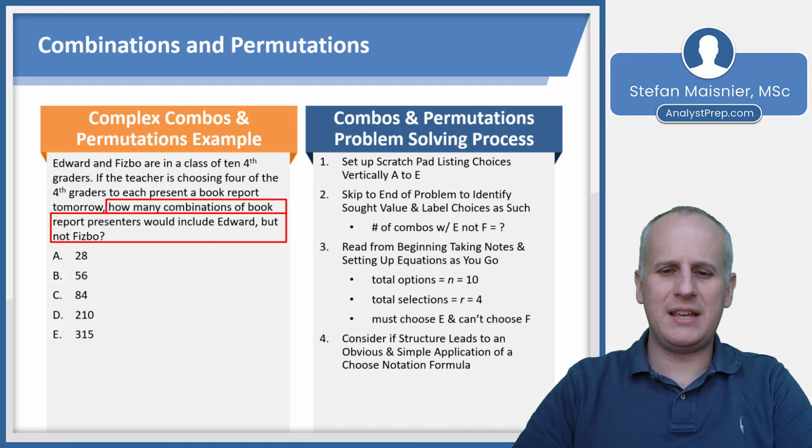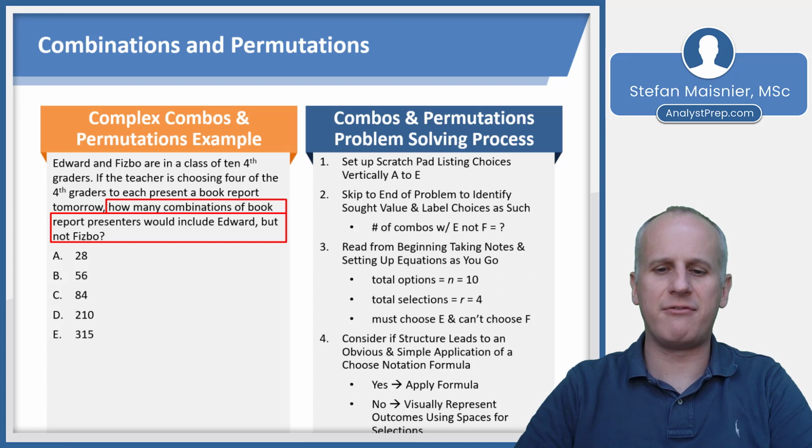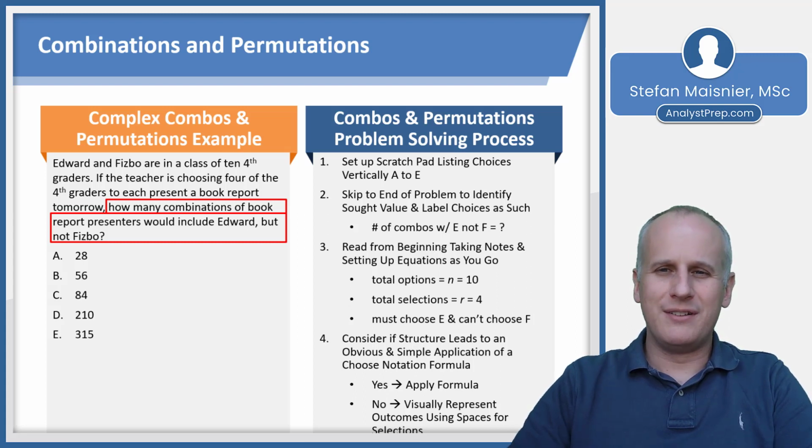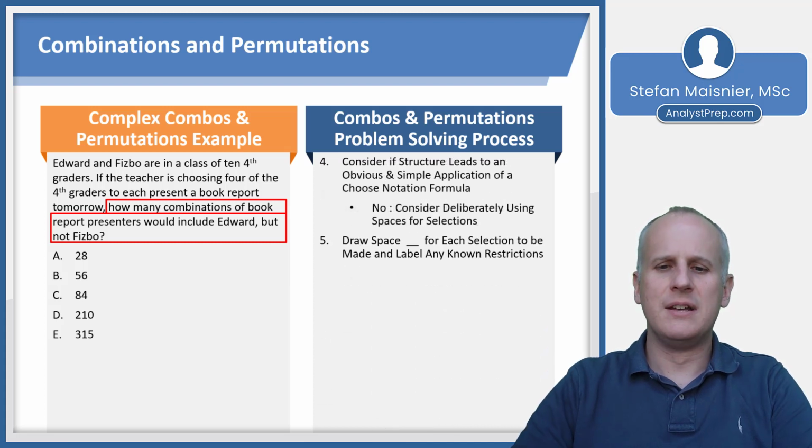So if you see a clear and obvious application of a choose notation formula, go ahead and do it. But if you don't, and I would advocate that in this situation with all of the different possibilities and we have to pick E, we can't pick F, it's probably going to be more intuitive and more certain as you're working through it, because the choose notation can be really unforgiving. If you make one mistake, you'll get the wrong outcome. Here, we're going to instead do a visual representation of the selection that's occurring using some spaces for those selections. So you're going to draw a space for each selection to be made and label any known restrictions.